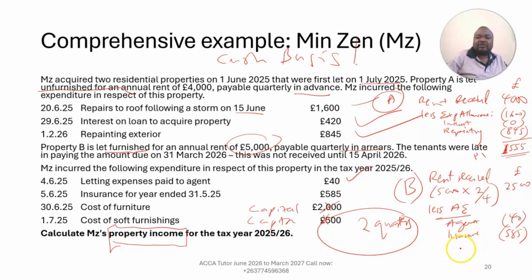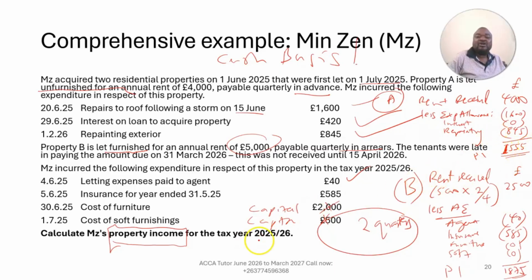So you may say furniture, soft furniture, put zeros, and you come to your PI, your property income. So that's 2.5 minus 40 minus 585. That gives us 1875.